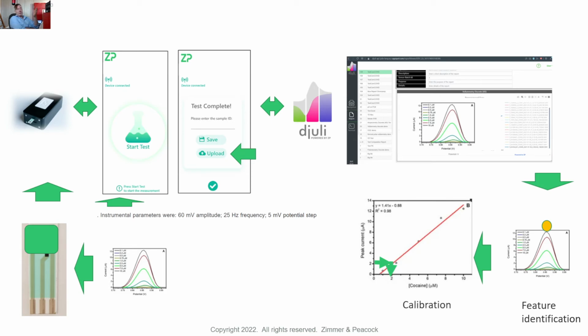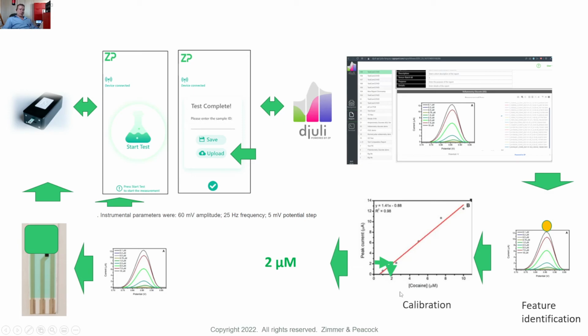so basically we can at that point qualify what we have. Hopefully in this case it's cocaine. Once we've qualified that this is cocaine, then we can put it into the calibration routine, essentially just look at the peak height in this case versus concentration and determine that, for example, this is 2 micromolar.